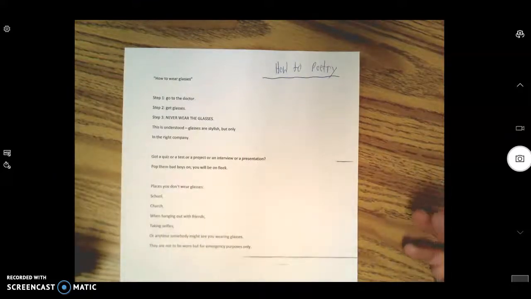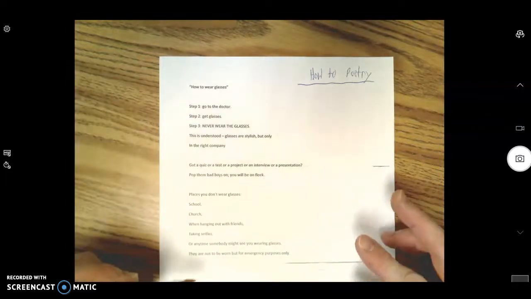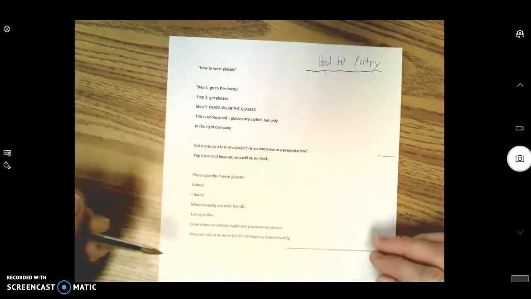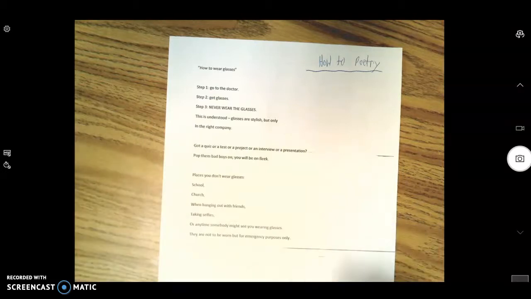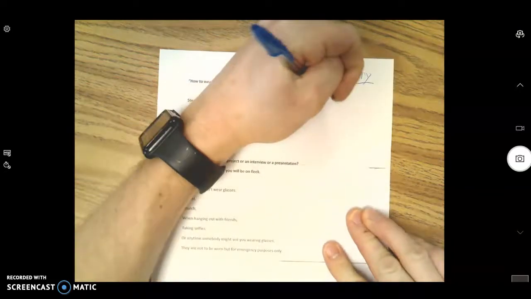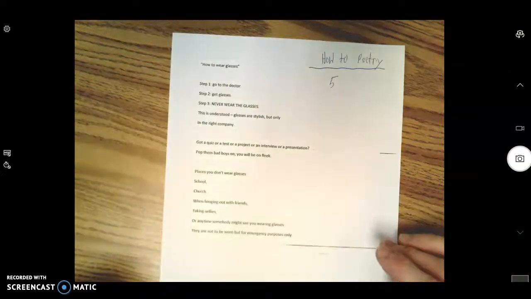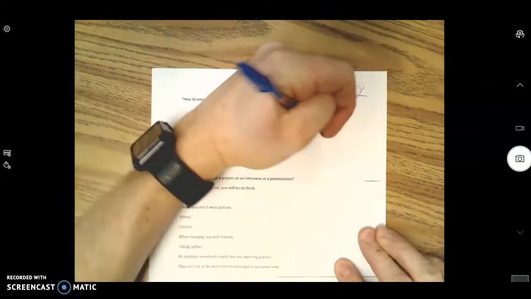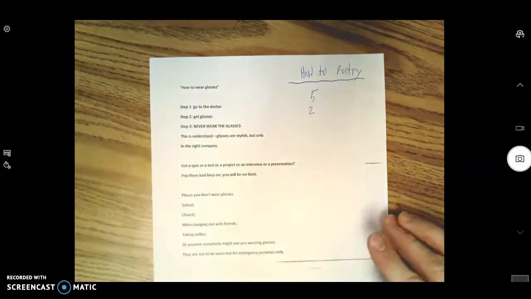And there's just really 2 simple rules with this. One, when you write a how-to poem, you have to start off with how to. And the second one, you have to follow the format. So without reading a single word on this poem right here, how many stanzas do I have? 3. I have 3 stanzas. How many lines are in the first stanza? 5. So my first stanza is going to be 5 lines. How many lines are in the second stanza? 2. And then how many lines are in the third?